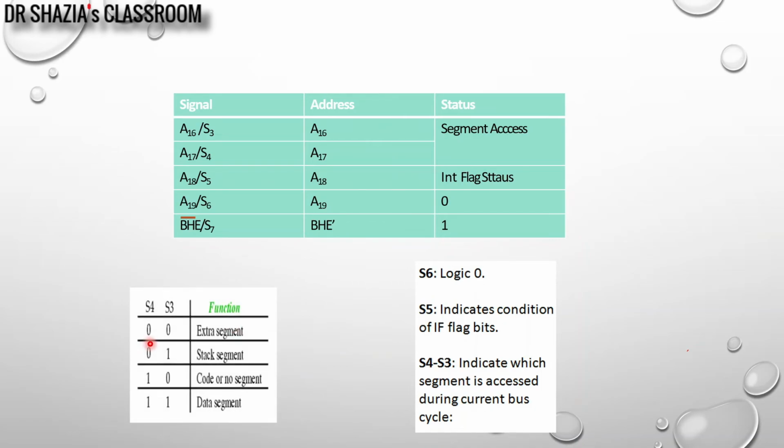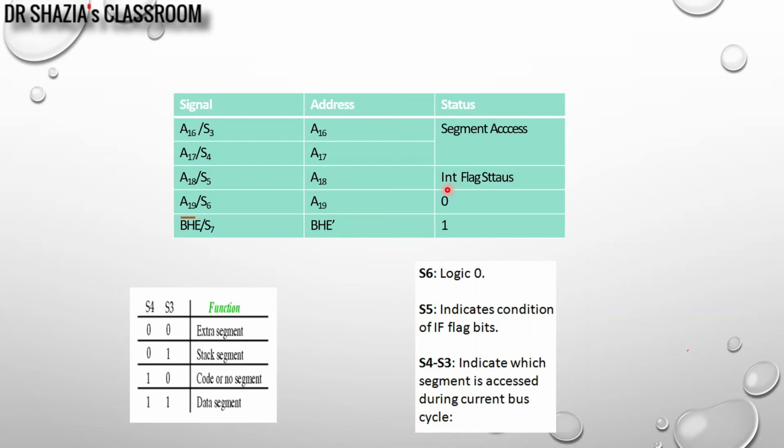So you can see here, when the S3 and S4 combination is 0, 0, the extra segment is in use or is being accessed by the processor. When it is 0, 1, stack segment; 1, 0 for code segment or no segment; and 1, 1 is for data segment being accessed by the processor. So whenever ALE is high, we get the address lines, and whenever ALE goes low, the status signal will be available. Similarly, A18 is multiplexed with S5.